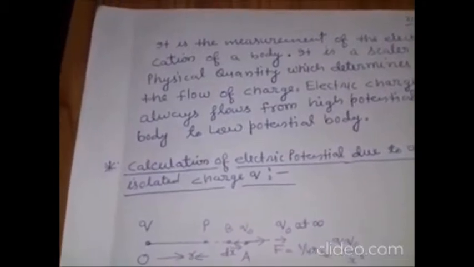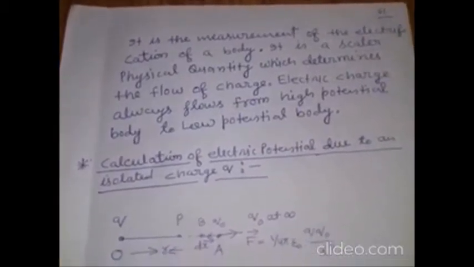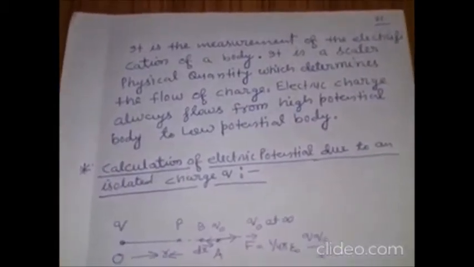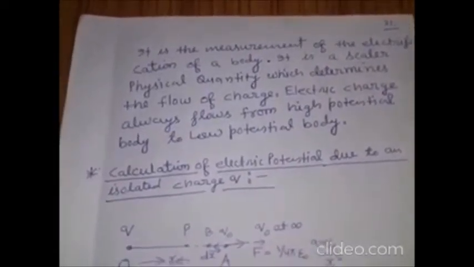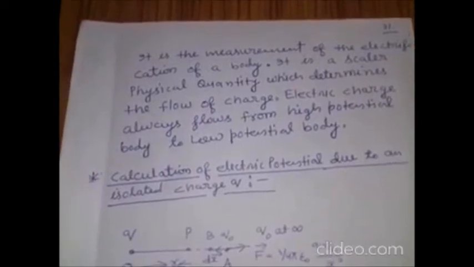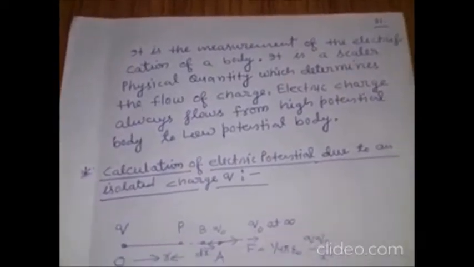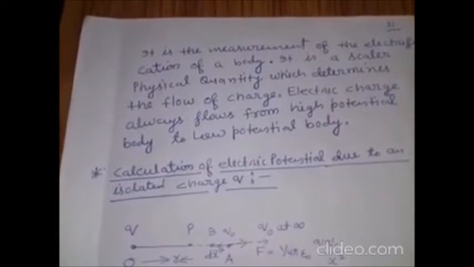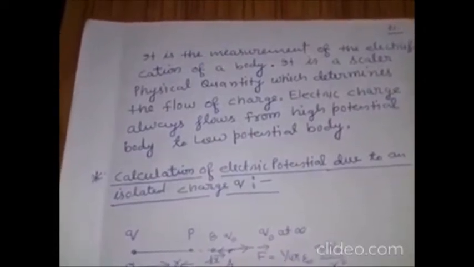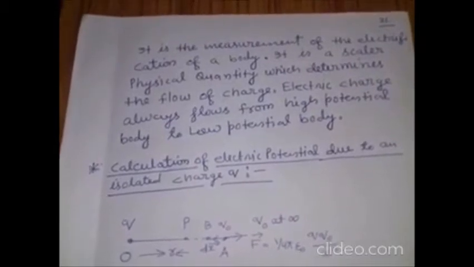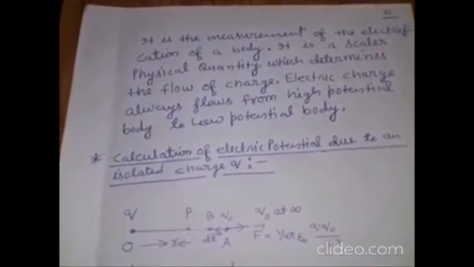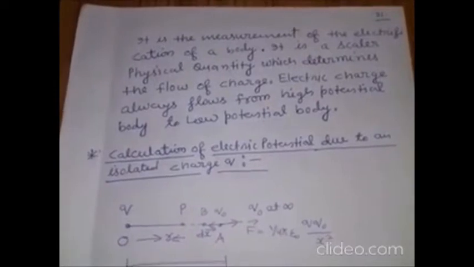I already discussed regarding the motion of electron. Okay, so basically electric potential is the degree of measurement of electrification of a body. It basically determines the flow of charge. Electric charge always flows from high potential body to low potential body.